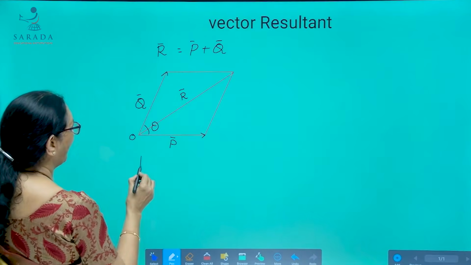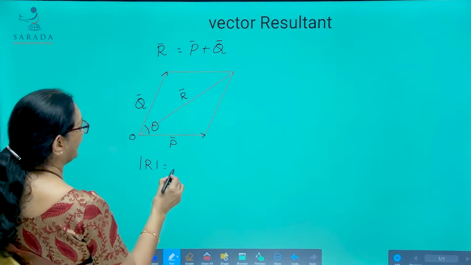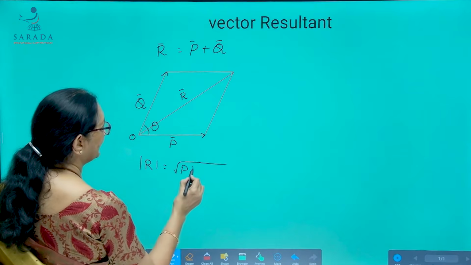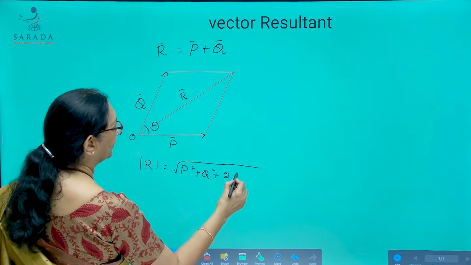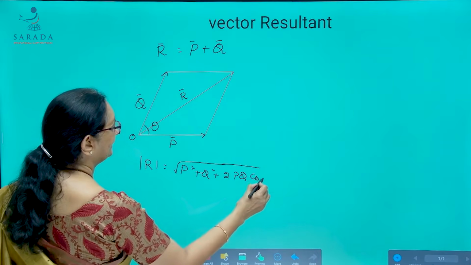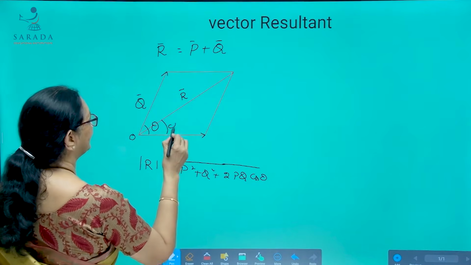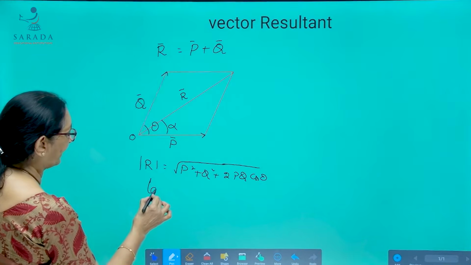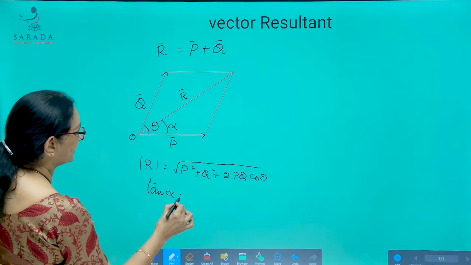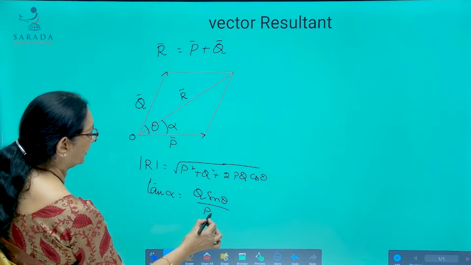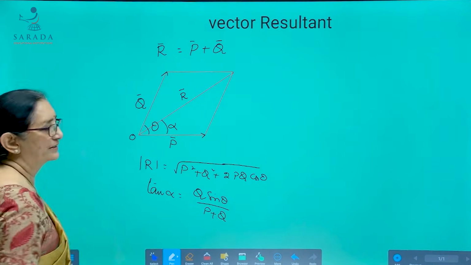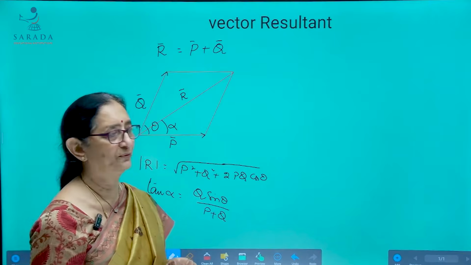So, the magnitude of the resultant is given by root of P square plus Q square plus 2PQ cos theta. And the angle made by the resultant with P is given by tan alpha is equal to Q sin theta by P plus Q cos theta. So, that concept we'll be using.